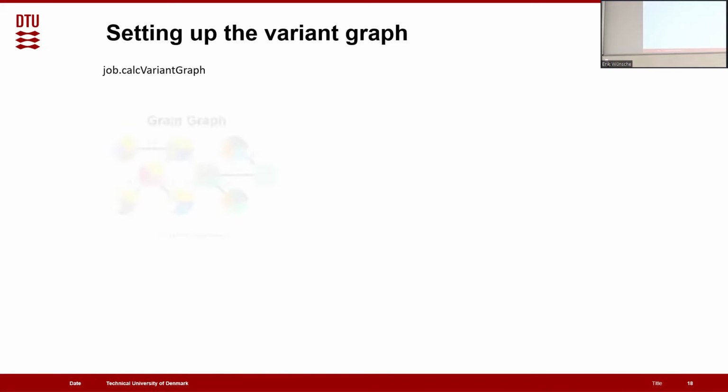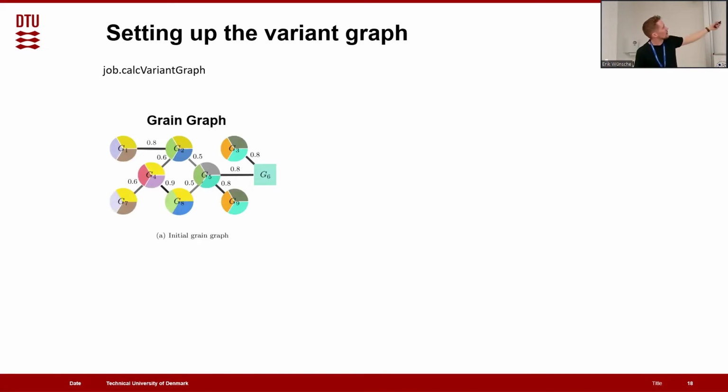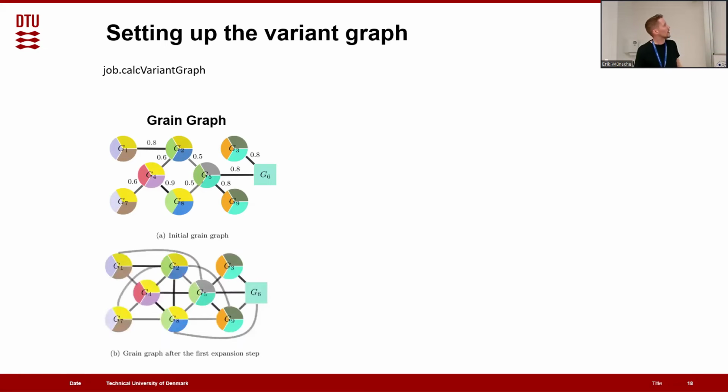So now we get to setting up the variant graph by this command, calculate variant graph. I'm not going to go into detail about how this graph works. That's a past presentation. But in essence, if we have a grain graph, we take each of these grains you've seen before, the child grains, and we give them one node in a big graph. And all the neighbors are going to be connected by edges which then have assigned probability values on how likely they belong to the same parent grain.